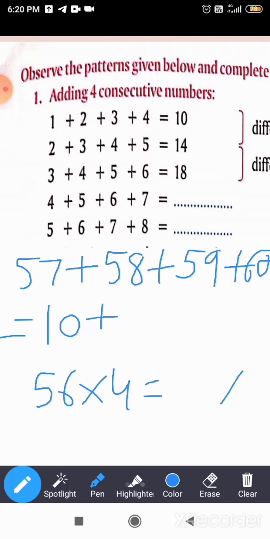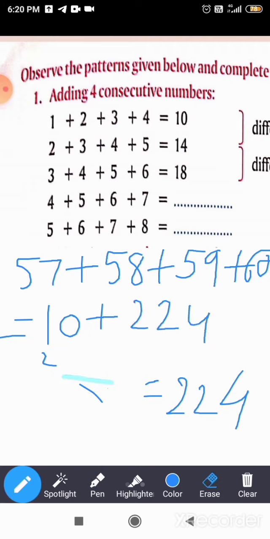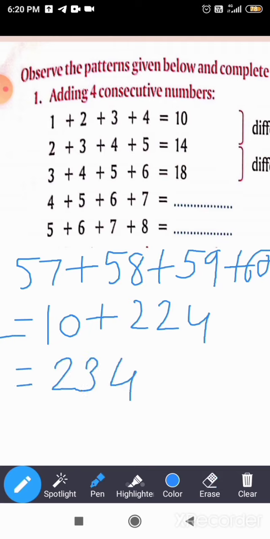4 6s are 24. 2 will be carry. 4 5s are 20 plus 2 is 22. So I'm going to add here 224. What will be my final answer? 234. Let's check whether the answer is correct or not.